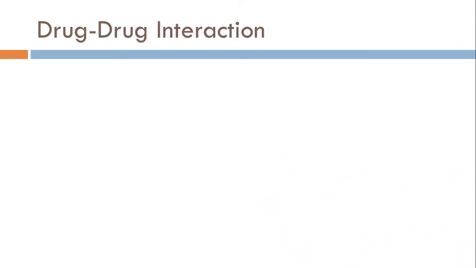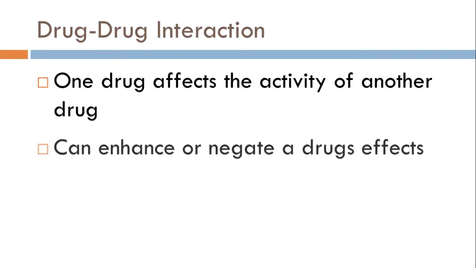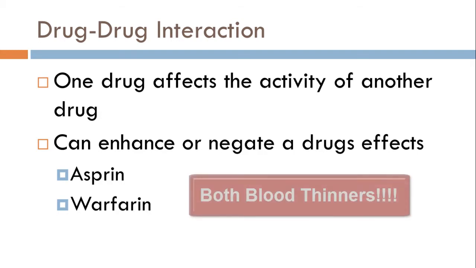How about a drug-drug interaction? Again, this is the hallmark type of interaction that people think of when they think of drug interactions. This is when one drug affects the activity of another drug. This can enhance or even negate another drug's effects. An example might be aspirin and warfarin. Remember, warfarin, or the other name for it, Coumadin, are blood thinners, as can aspirin be a blood thinner as well. It's not just a pain reliever.